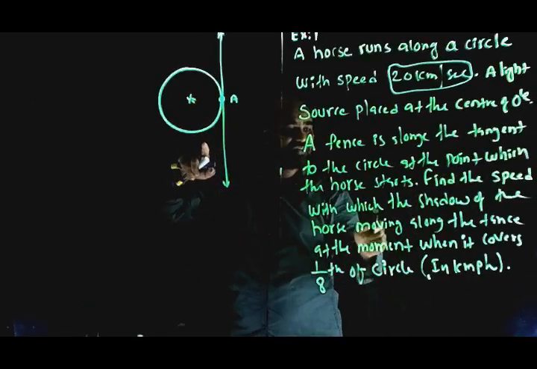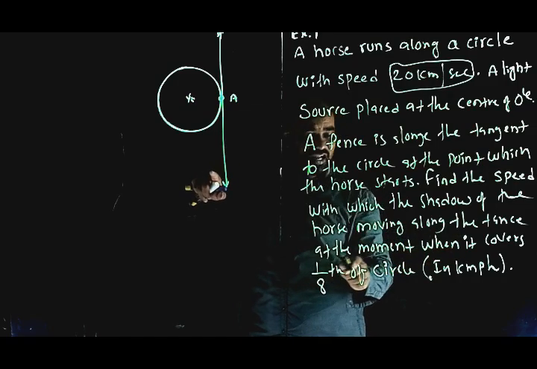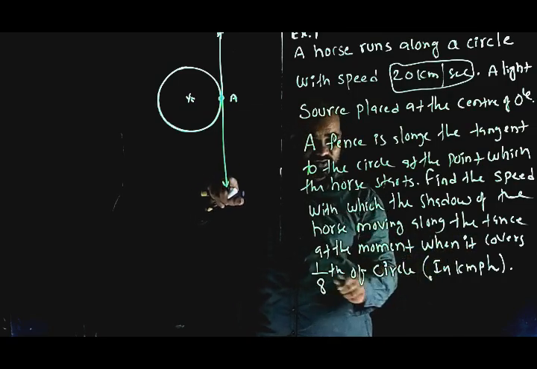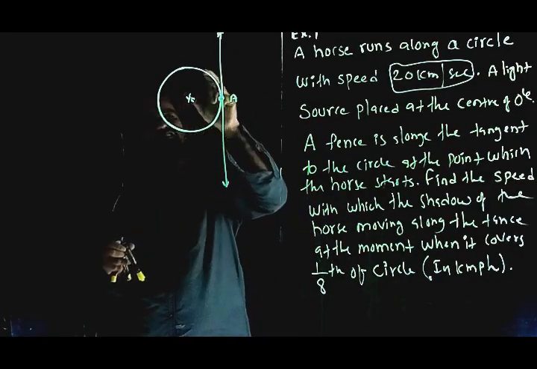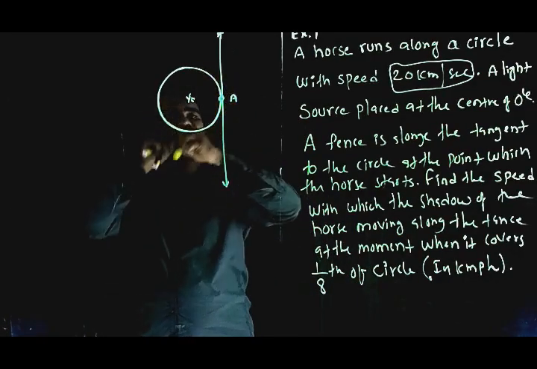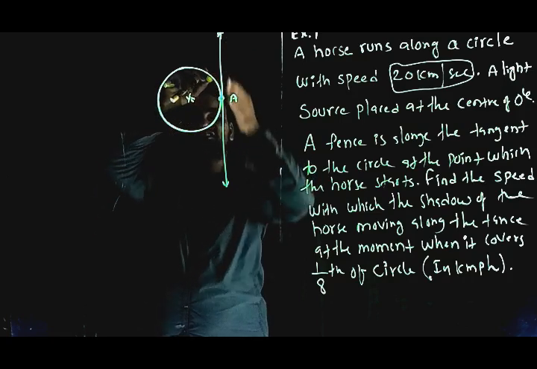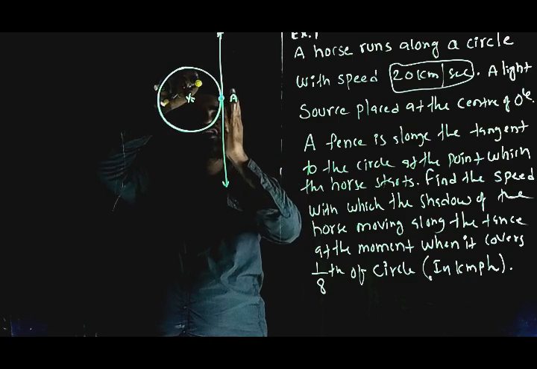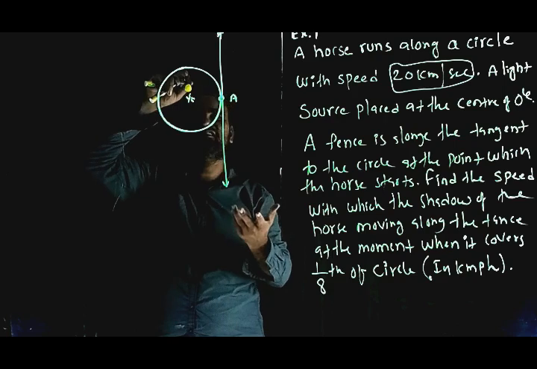Find the speed at which the shadow of the horse moves along the fence at the moment when it covers 1/8 part of the circle. So the horse is moving like this. While the horse is moving, automatically the shadow of the horse will fall on this wall. We want to find at what rate the shadow is lengthening.